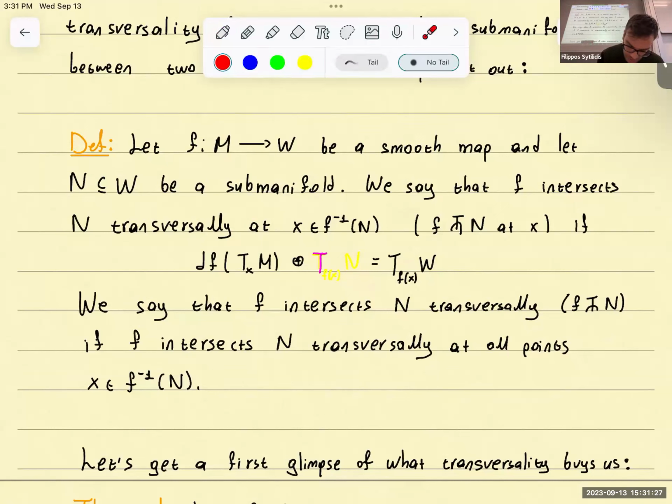If I look at the image of the tangent space of X at m, and I look at T of N at f of m, then that gives me the whole tangent space of W at f of m. And we say that f intersects N transversally if f intersects N transversally at all points in the preimage f inverse of N. Now, if the preimage f inverse of N is empty, that's a vacuous condition. And so f will intersect N transversally. Can you just go to the previous definition? Yeah.